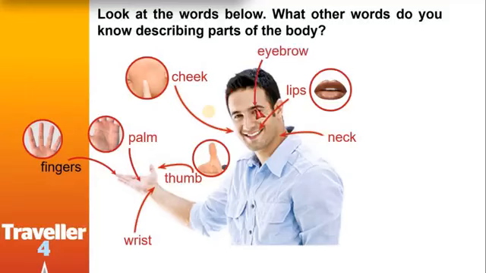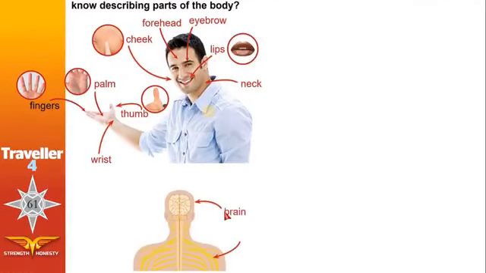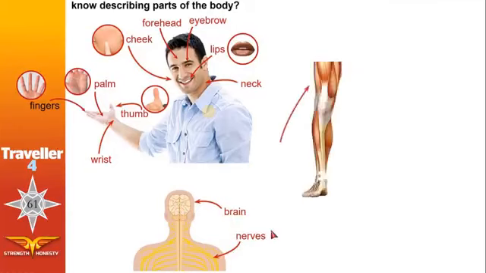I know. Eyebrow. This is the eye, and this hair is called eyebrow. And this is the forehead. This is the brain. The brain. And these are the nerves. Nerves are what carry messages between the brain and the body parts. Nerves. And these are muscles. No C. Muscles.